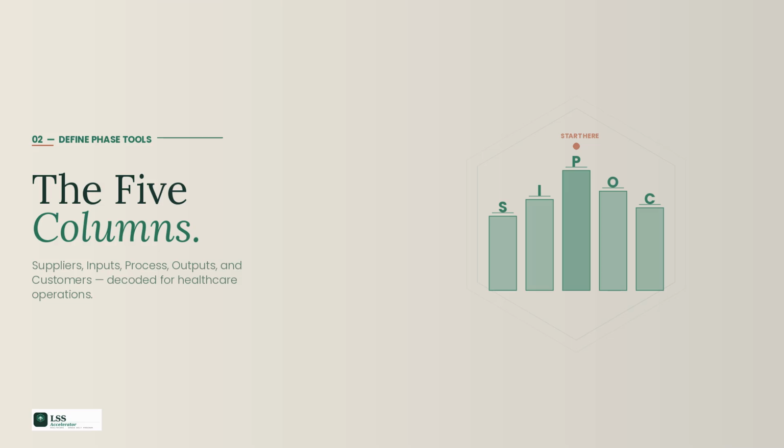Okay, let's walk through each column. I'm going to use a common healthcare example throughout, a patient referral and intake process, so you can see how this translates from theory to your world. Column S. Suppliers. The S column answers the question, who or what provides the inputs to this process? Suppliers can be internal departments, external vendors, systems, or other teams. In healthcare, we're not just talking about vendors.